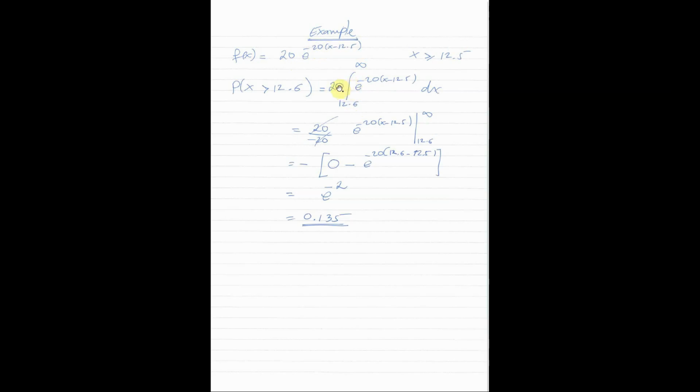That's why I took it outside the integral, and we need to integrate this negative exponential function, e to the power of minus 20 x minus 12.5. What is the integral of this function? It's really easy. The integral of e to the power of x is the same, e to the power of x. The integral of this exponential function is the same.